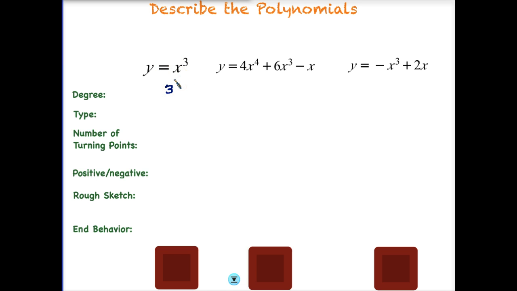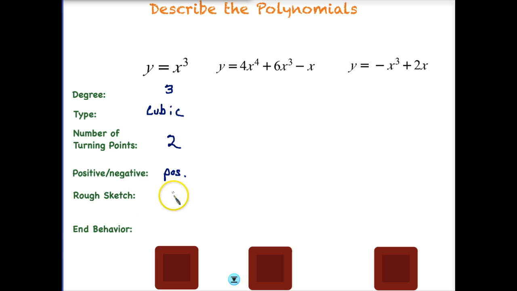What type of graph is this? And if you like to pause the video and try to answer these questions about these graphs, feel free to do that and then come back and we can see how you did. So if we are raising ourselves to the 3rd power, we know that is going to be a cubic function. Number of turning points, remember that turning points are always going to be the degree minus 1, so it's going to turn twice. Is this positive or negative? Well, our leading coefficient is positive, so we know that this one is going to be positive.